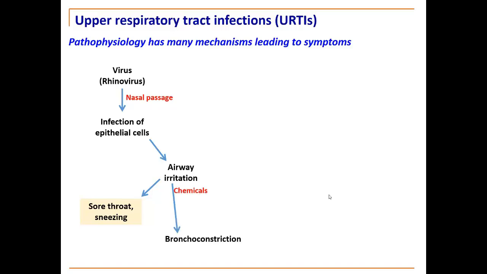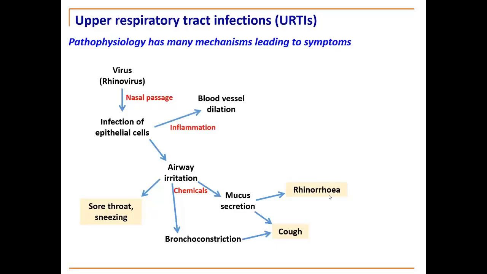The airway irritations and the damage to the epithelial cells release a lot of chemicals, leading to bronchoconstriction and mucus secretion, both of which lead to a productive cough. Mucus secretion, of course, leads to rhinorrhea, which is your runny nose. And the infection of the epithelium cell, during an infection response, they become inflamed.